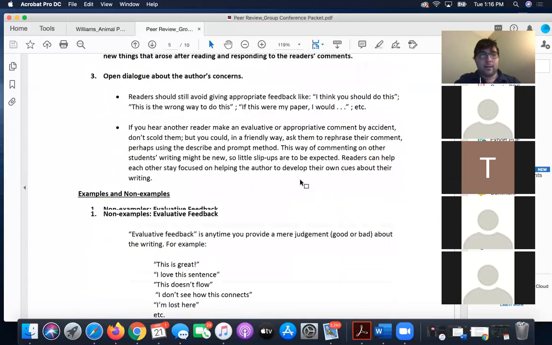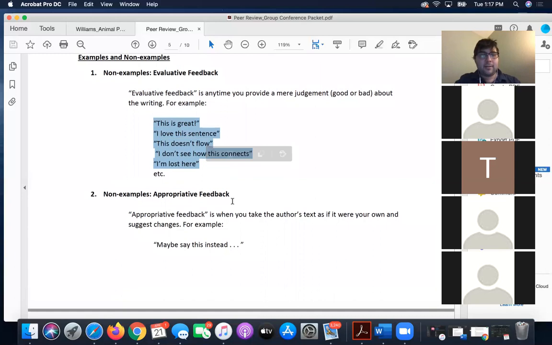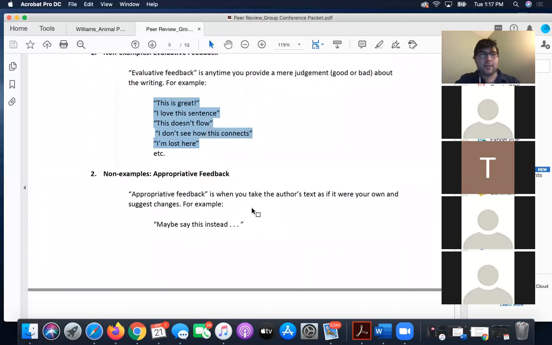Okay. I want to look at a few examples. Here are some examples of evaluative feedback. This is great. I love this sentence. This doesn't flow.